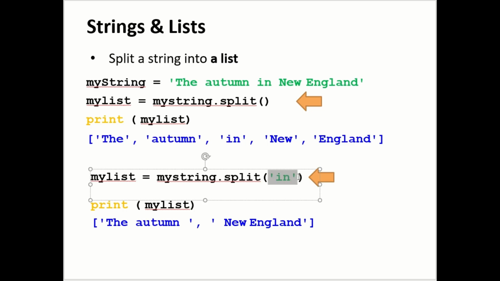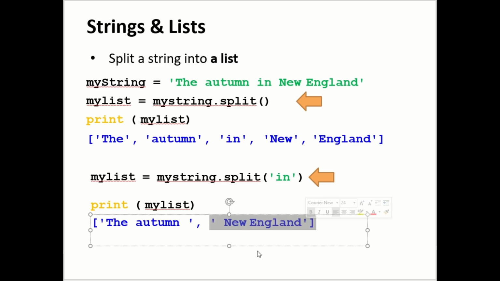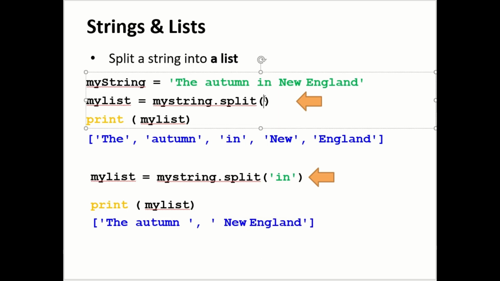You can pass an argument here, the word in, to replace the space character as the value on which the string is split. If you do that, it won't have a runtime error or anything, but your output will be a 2-element list, the first being the autumn space, and the second being space new space England. By default, it's going to split on every space, but you can also split on the word in, or the word new or autumn, anything you wanted. The letter T, I don't know. But just think about what you're going to get and check it.